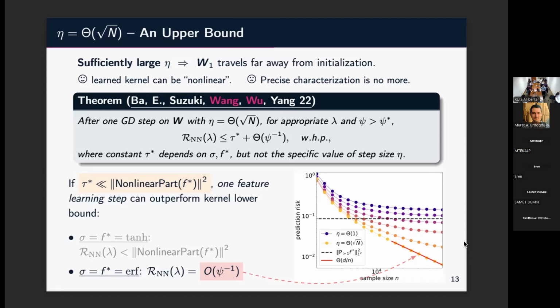Is it true that as you increase the sample size, you can increase the step size and perform better? Yes, exactly. You go below that line more and more. Well, sample size also will help in the previous case, but you will never be able to go below the kernel lower bound if the learning rate is small. You're still in the linear regime, not able to learn nonlinear functions. But if you take a large step and increase the sample size, then the risk goes to zero, so you can learn nonlinear functions.